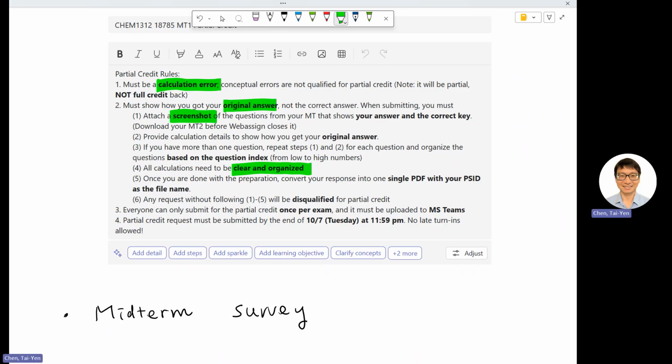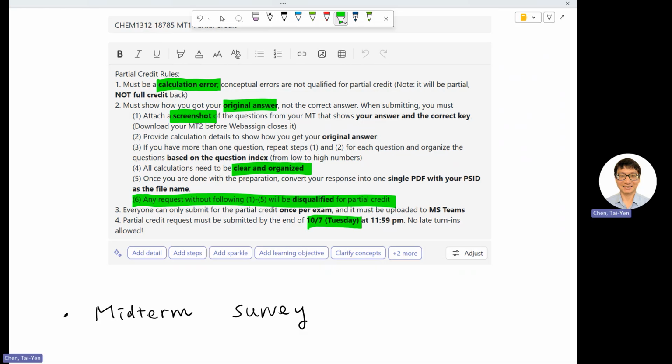Anything that fails to comply with steps 1 to 5, I won't grade it, and you lose the opportunity. You only have one chance to turn in your partial credit assignment. So make sure you follow everything properly. All the things need to be saved as a single PDF file and uploaded through Microsoft Teams. Don't email me. I won't grade it. If it doesn't show up on Microsoft Teams, I will just move it into the trash in my email. And there's a deadline for this.